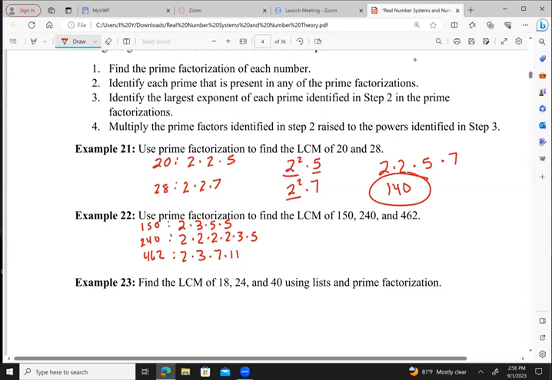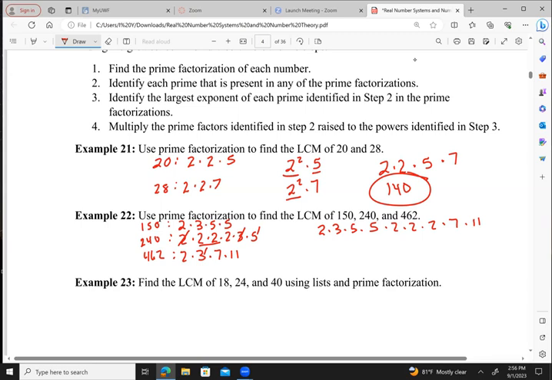All right, so we start with 150. I have 2 times 3 times 5 times 5. Okay? So I have a 2, I have a 3, and I have a 5. I need 3 more 2s: 1, 2, 3. So I have a 2, I have a 3, and then I need a 7 and an 11. And then we just multiply it all out.